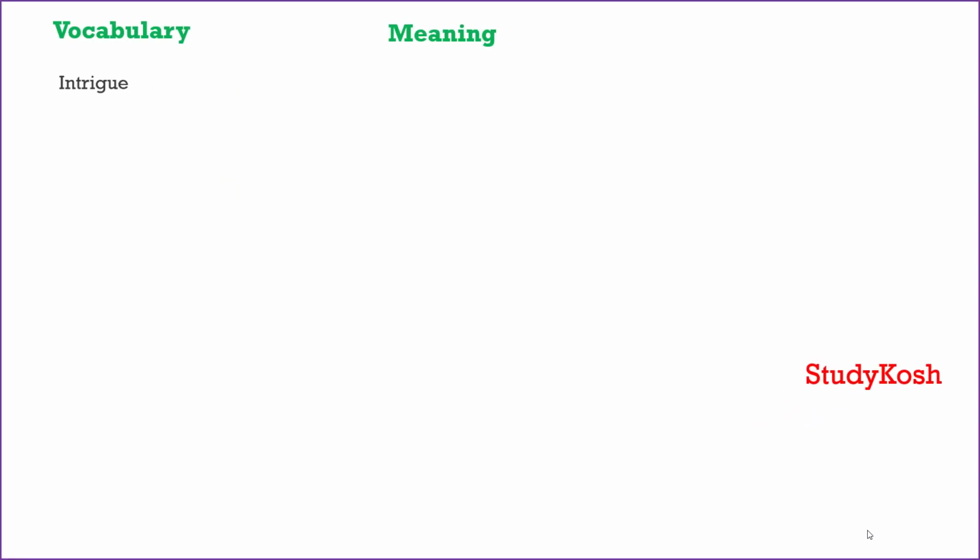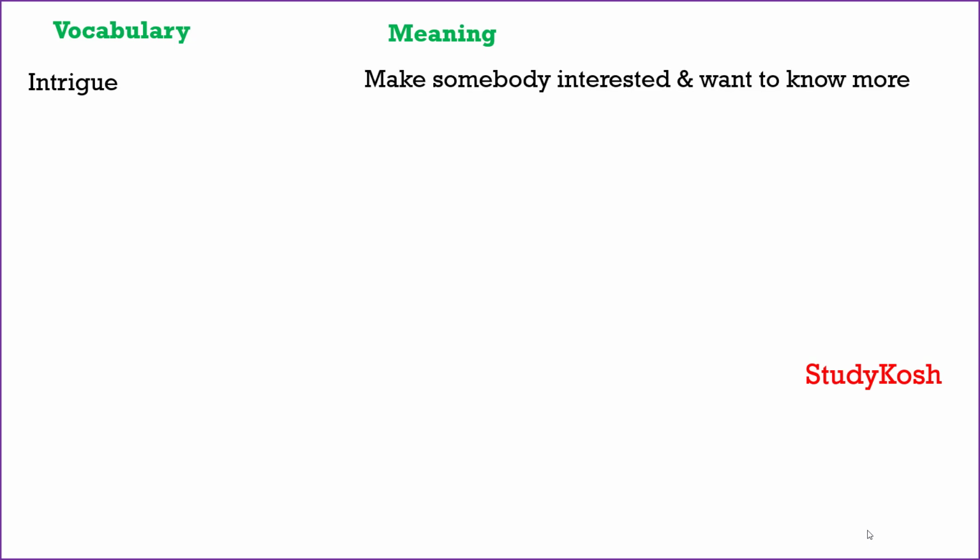What are the different words that can be used? First of all, intrigue. Have you heard the word before? If not, let me tell you the meaning of intrigue: to make somebody interested and want to know more. When you are describing a place that is very interesting, where people who go there want to know more about it, rather than using a simple line, you can simply use the word intrigue.